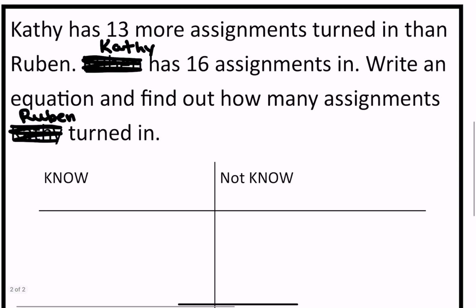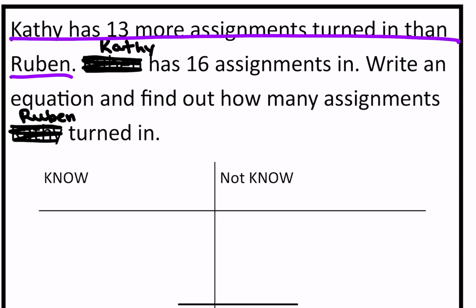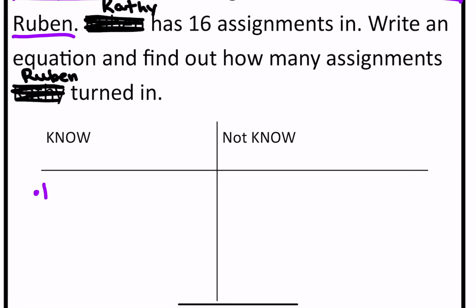All right. So Kathy has 13 more assignments turned in than Ruben. Kathy has 16 assignments turned in. We're going to write an equation to find out how many assignments Ruben turned in. So right now, we know that Kathy, I'm going to use K for Kathy, has 13 more than Ruben. Okay, I'm going to use R for Ruben.